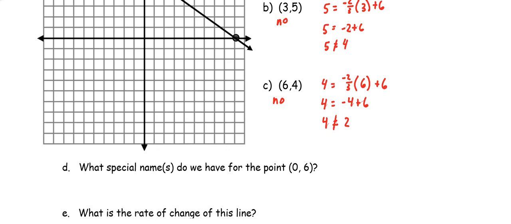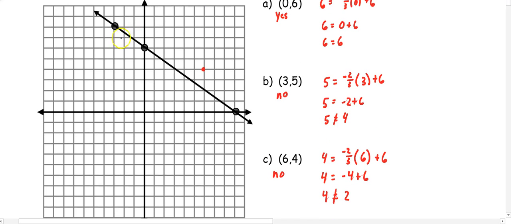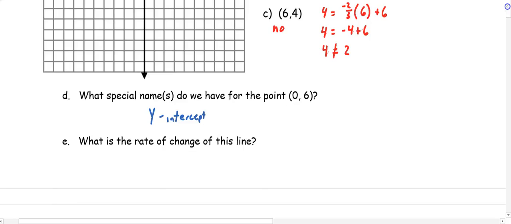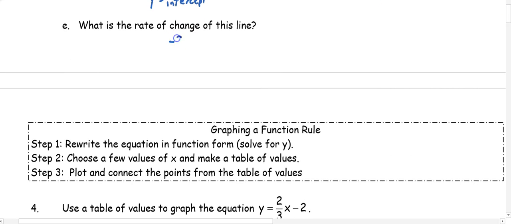Thinking back to what we talked about the past couple of days, what's the special name for the point 0, 6? That is also called our y-intercept. What is the rate of change of the line? So for the rate of change, pick any 2 points. I'm going to pick these two. How many did I go up or down and then over? Well, my line is slanting down, so I went down 2 over 3. So my rate of change or slope would be -2/3.